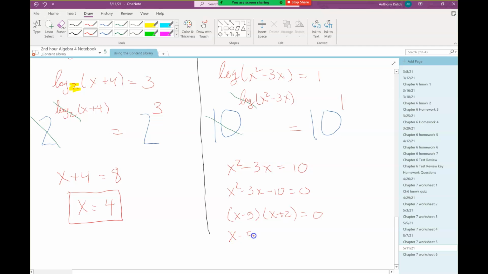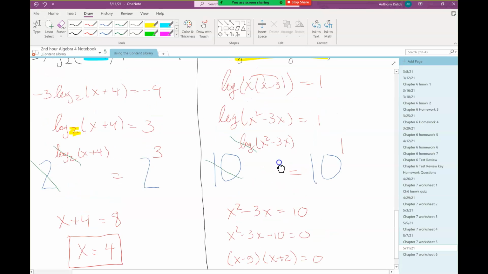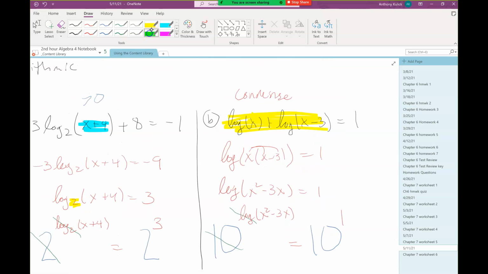So once this is factored, I can set each factor equal to 0 and solve. And I get 5 and negative 2. But I'm not done. What do I still need to do? I need to check. So I go back all the way to the beginning. Let's check the 5 first. That was the first answer we found.